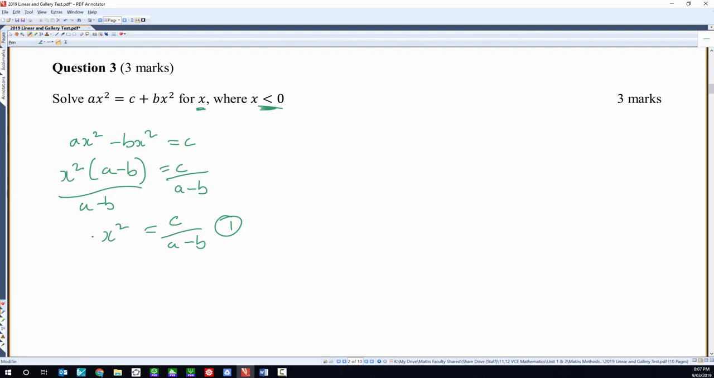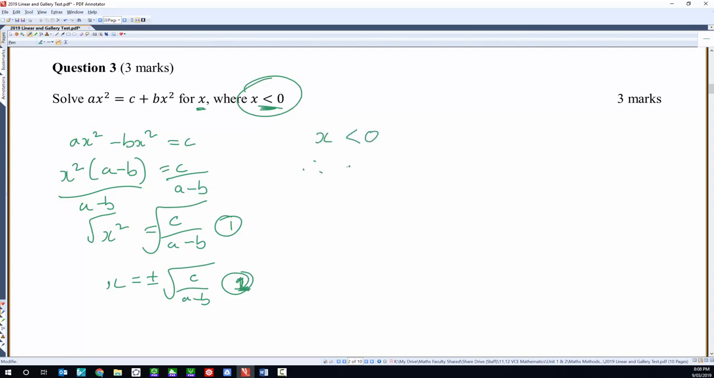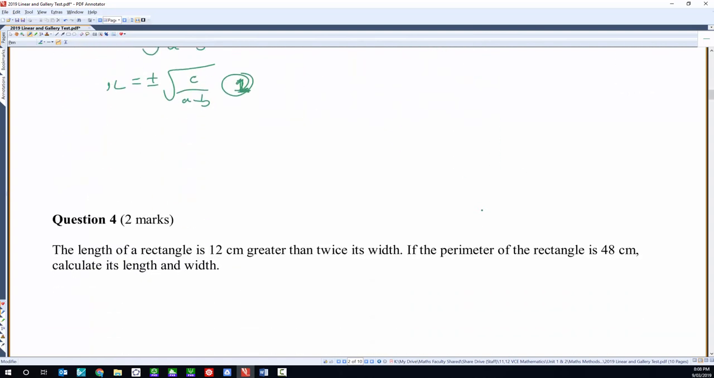Okay, so now to solve for x, I need to square root both sides. x is the plus or minus square root of c over a take b. That was where the second mark came from, or your second mark out of 3. All right, now finally, because x has to be less than 0, therefore what we're going to do is we're going to ignore the positive and only take the negative root. So x equals negative square root of c over a take b, and we're done with that one. That was the third mark, is taking the negative.